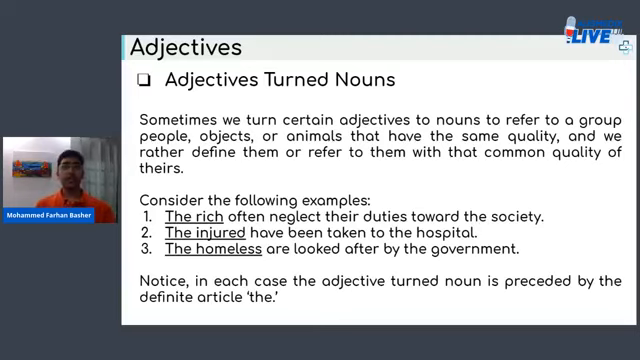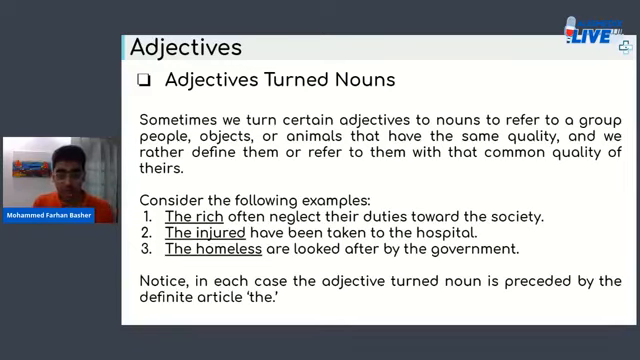Okay, so there are certain adjectives that can be turned into nouns. And when you turn adjectives to nouns, you need to put the definite article the before that adjective turned noun. Okay, and when do we exactly do so? When we want to refer to a group of people. Just a moment, yes. When we want to refer to a group of people or a group of objects, and we want to refer to them with a mutual quality or a common quality that they all possess.